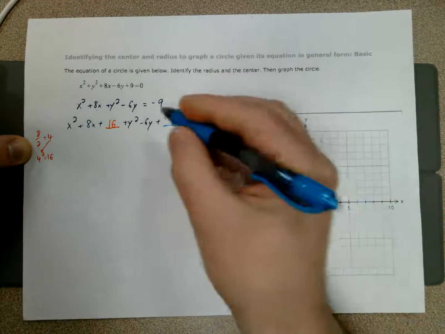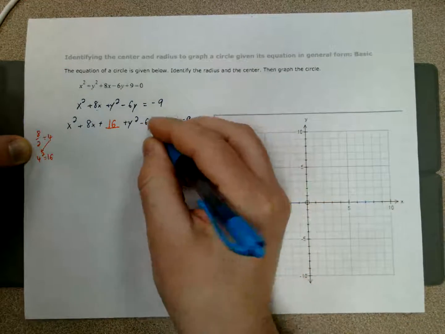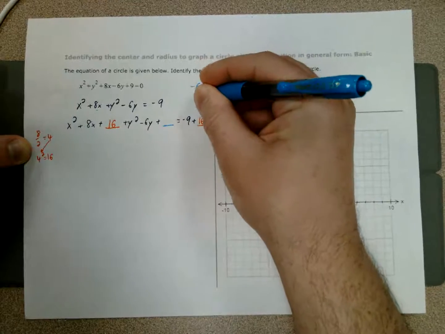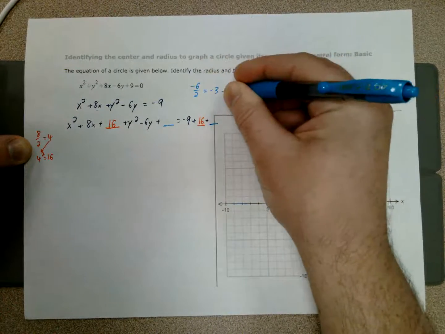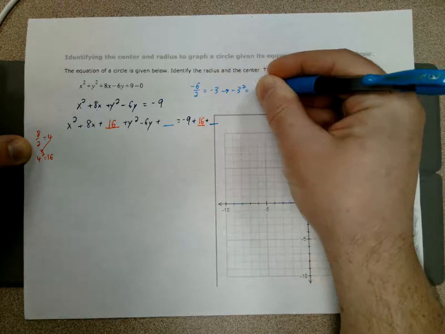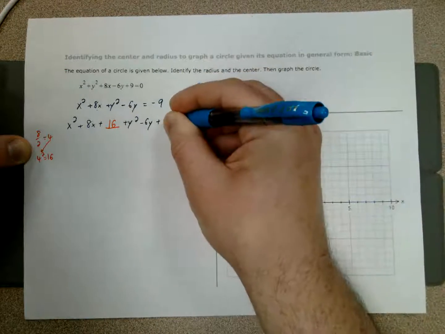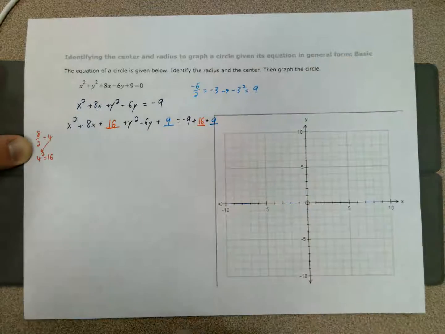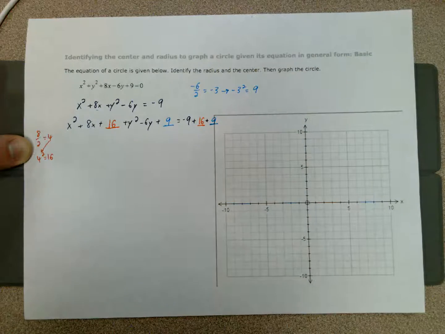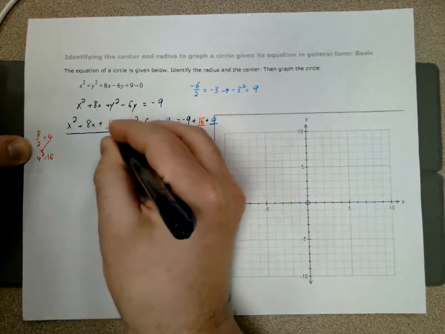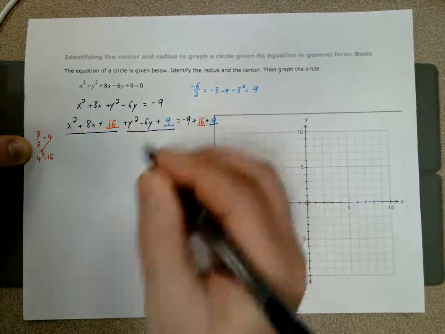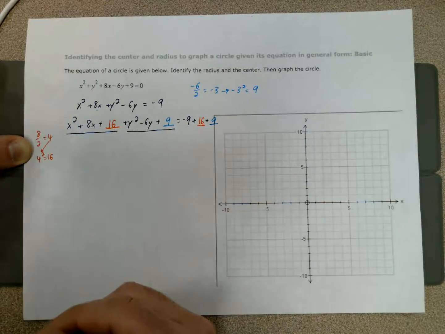Okay, now I'm going to do the same thing with my y. So I have a negative 6. Negative 6 divided by 2 is negative 3. Negative 3 squared is 9. So I'm going to add 9 to both sides. Okay. All right, that is the weirdest part of this. Now I'm going to break it down, and I'm going to factor my x trinomial and my y trinomial separately.